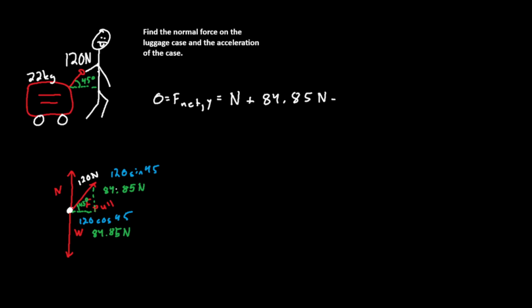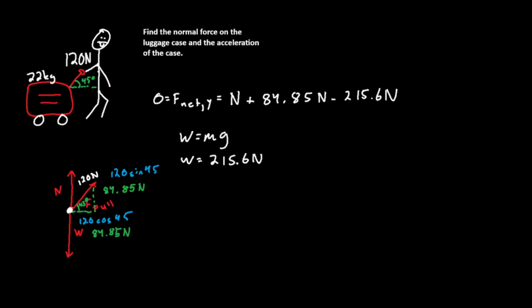But the weight force is going in the opposite direction. The normal force is pushing up, and the pull force is going up, so these are positive. But since the weight force is going down, in the negative direction, it's negative. So if you calculate the weight force, weight is just equal to mass times gravity. Therefore, the weight of this suitcase with the mass of 22 kilograms is just 22 times 9.8. This is 115.6 newtons. So the weight is 115.6 newtons.